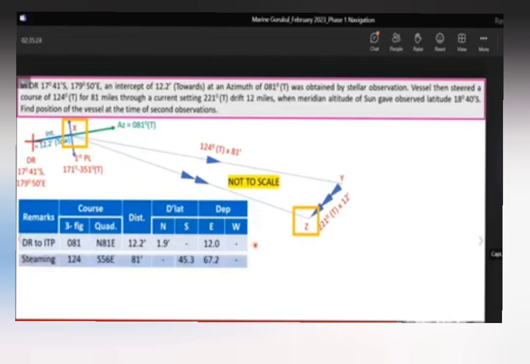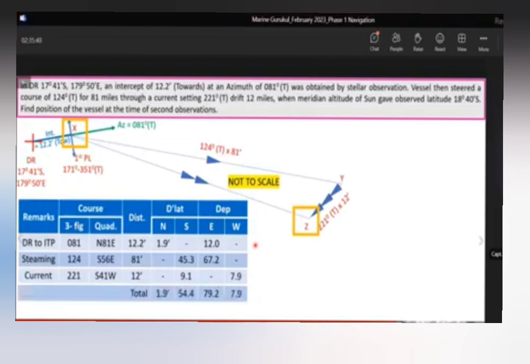Second leg would be the vessel steaming on a course of 124 degrees true, converted to quadrantal, distance 81 miles, and we obtain the DLAT and departure. And the last is the effect of current, 221 degrees, converted to quadrantal, 12 miles the drift, and we get DLAT and departure. Then we total up the DLAT and departure in each column, and using the values in the two columns, we get the resultant DLAT and departure. So we get resultant DLAT of 52.5 minutes south.